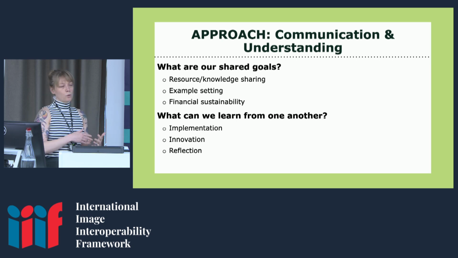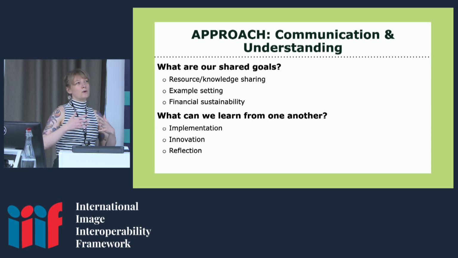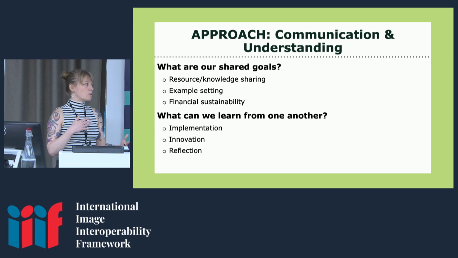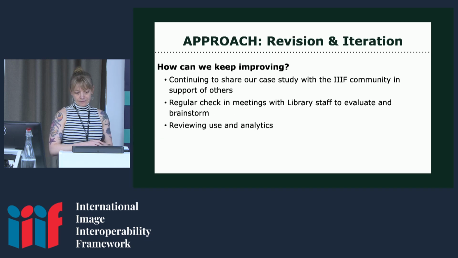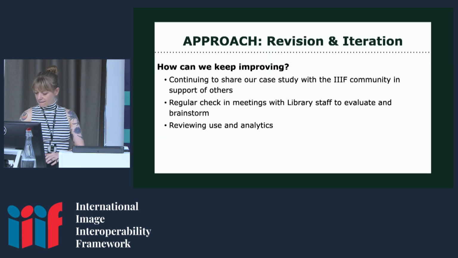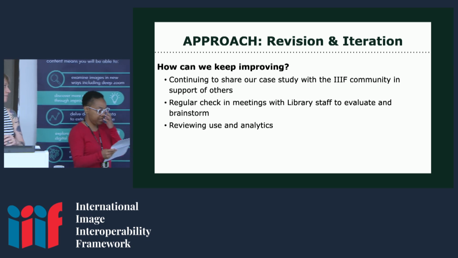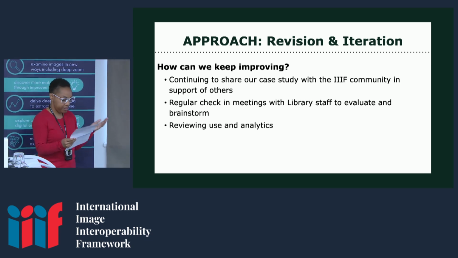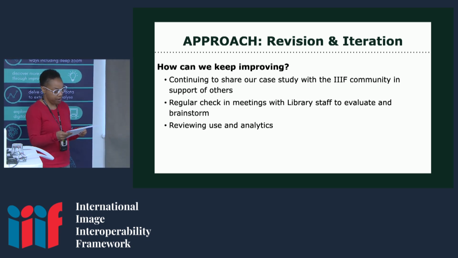But conversely, because we adopted it so quickly, the museum does have issues that need to be solved. And when the library has a more methodical and careful approach, we can see what they're doing and then maybe look towards a V2 for ourselves. And so, revision and iteration are definitely part of every tech project. So how can we keep improving?